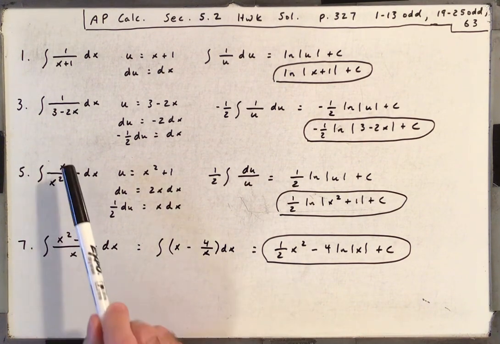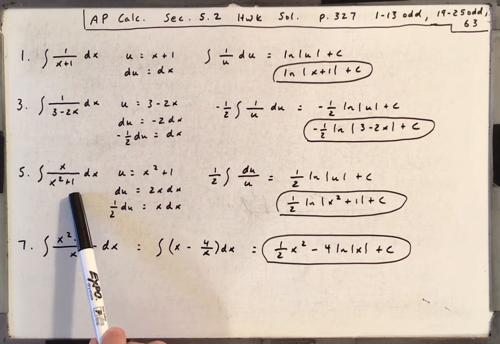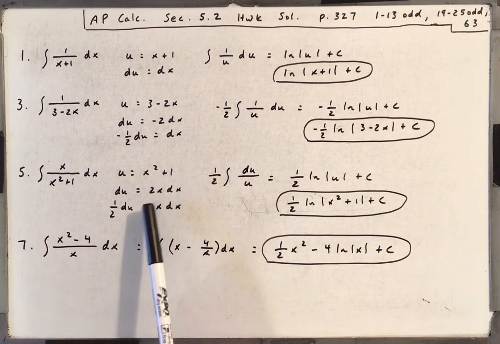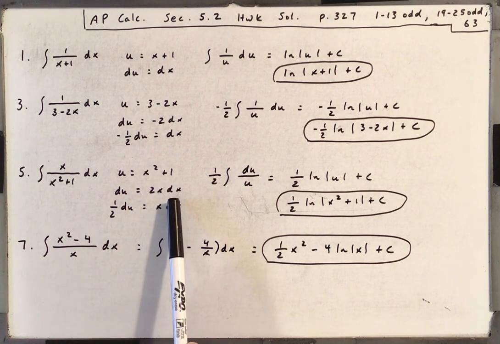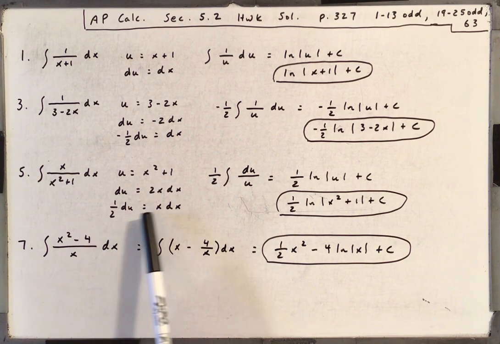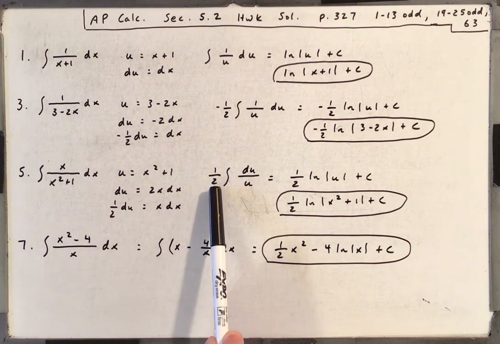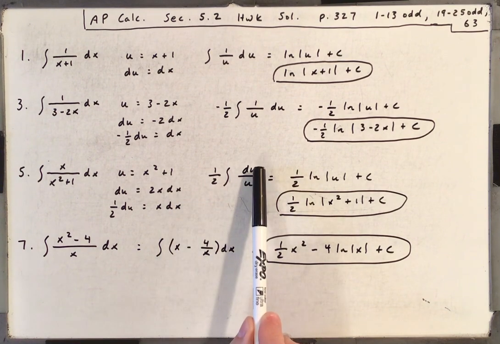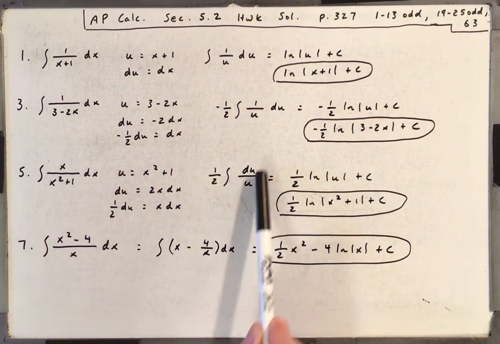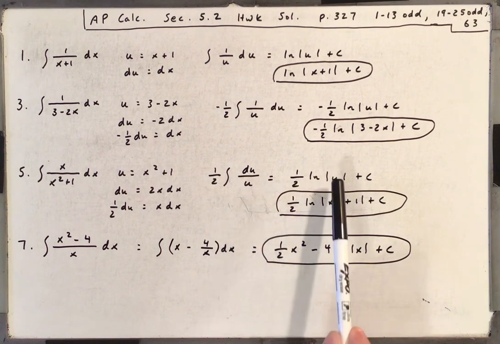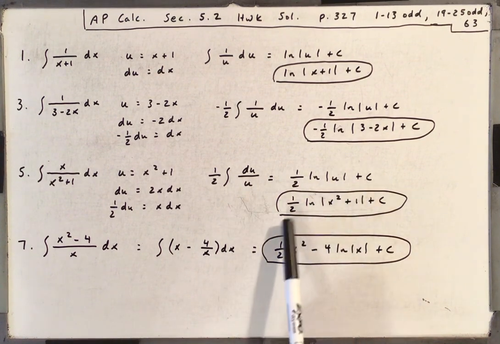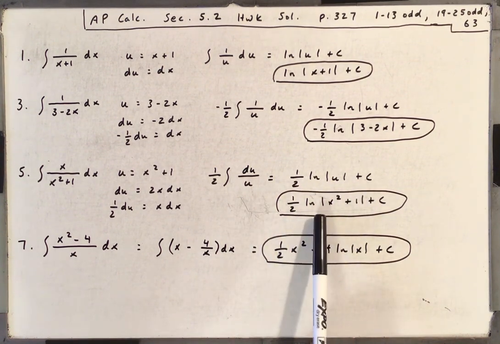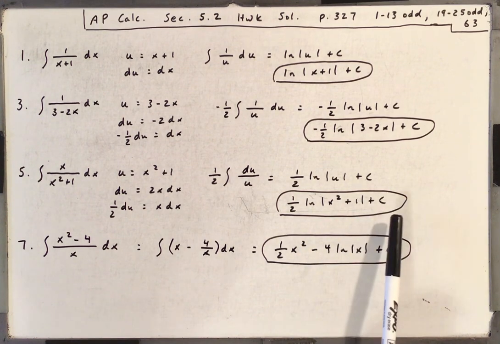All right, number 5, we have x over x squared plus 1. So if we let u be x squared plus 1, du is 2x dx. Half of du would be x dx. We can rewrite it in terms of u with a 1/2 out front, and then x dx is du over u. And that's the natural log of the absolute value of u plus c. Then we'd have 1/2 times the natural log of x squared plus 1 plus c.